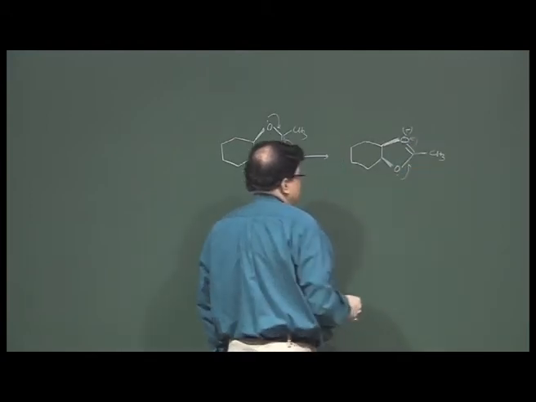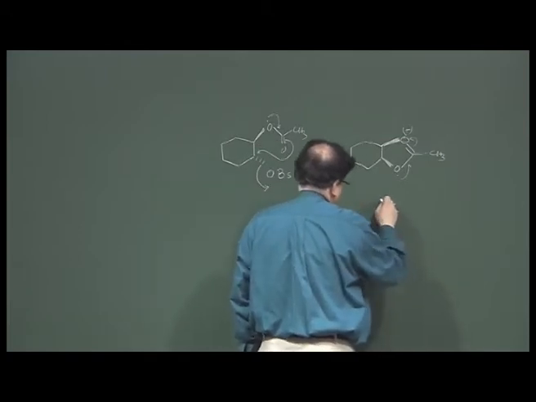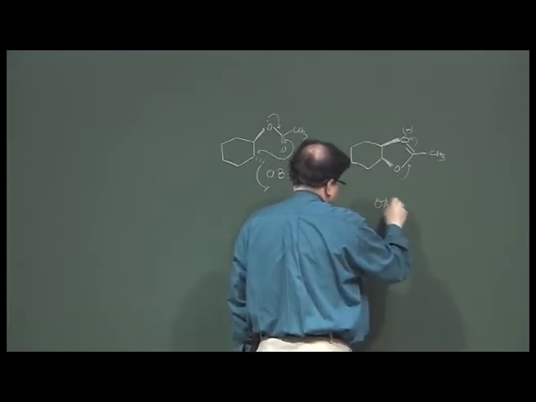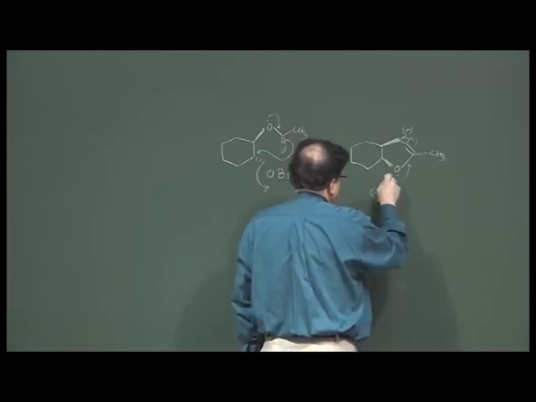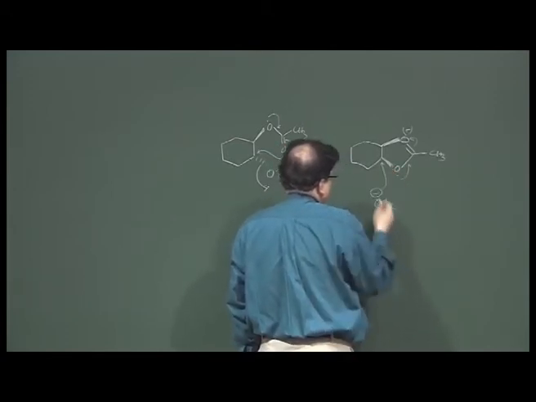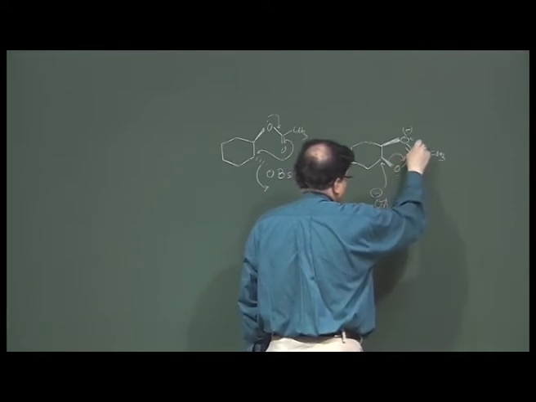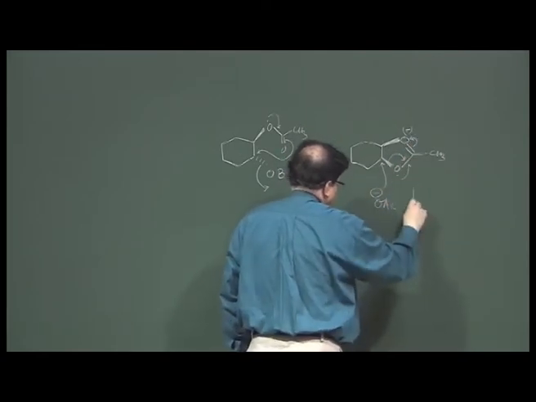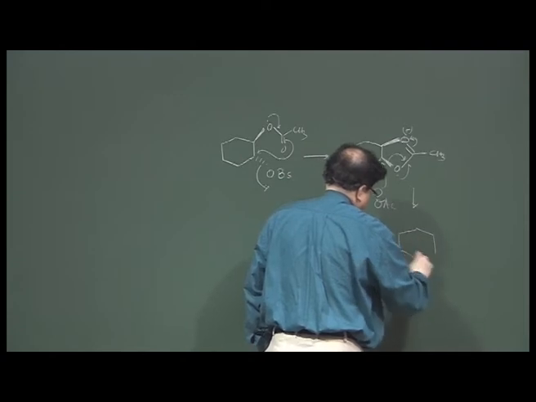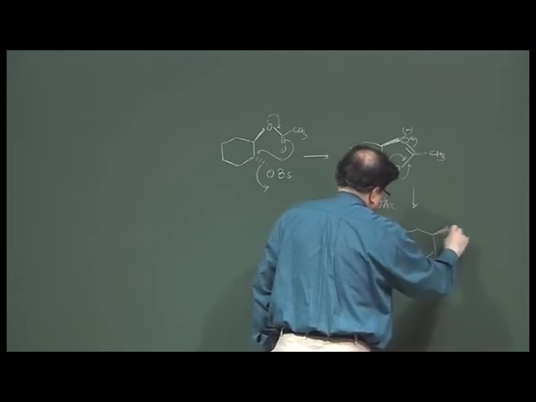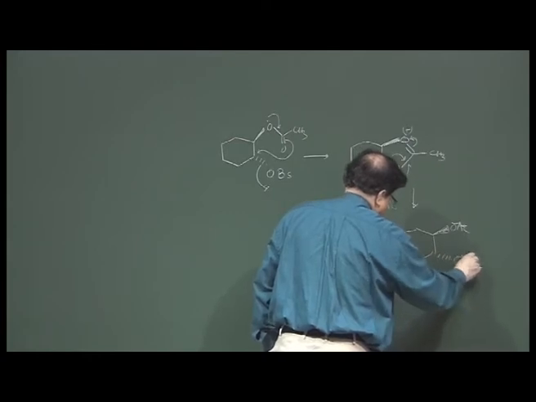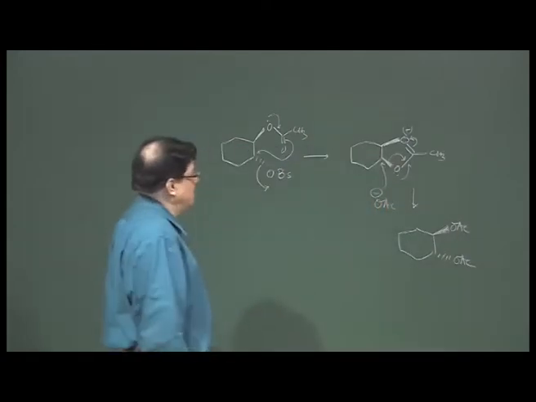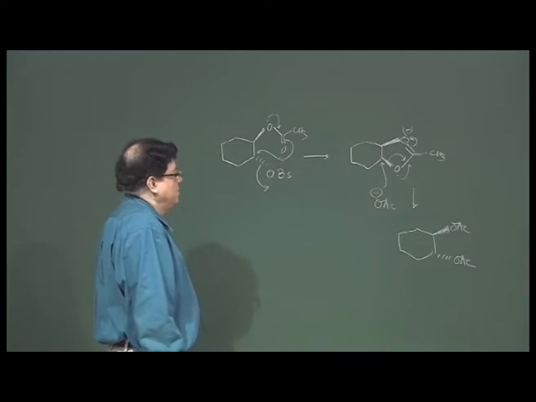Now, what happens, the acetate which comes, the OAC minus, will come from the back side and this opens up like this. So, you get the retention of acetate here and this OAC comes from the alpha side. Okay. So, that is the mechanism of the reaction.